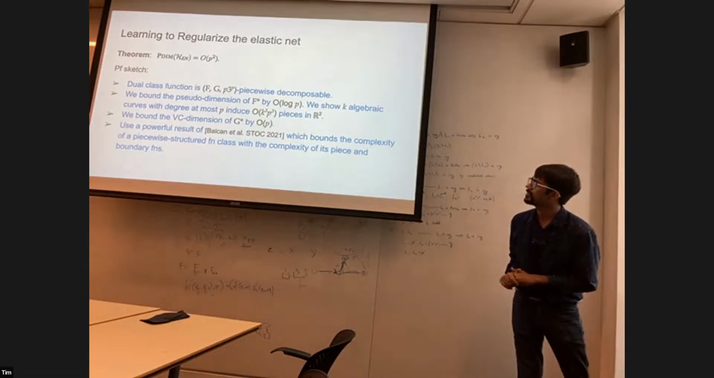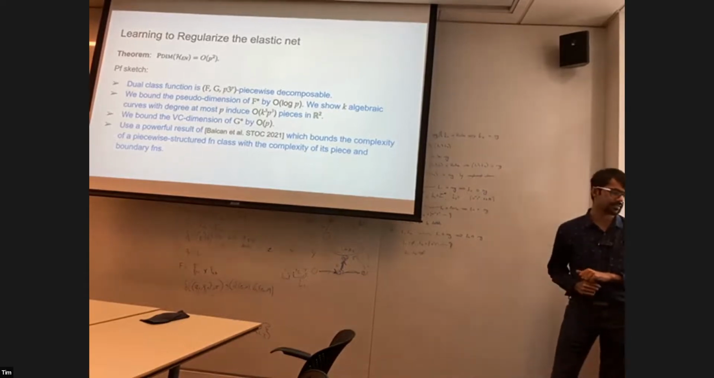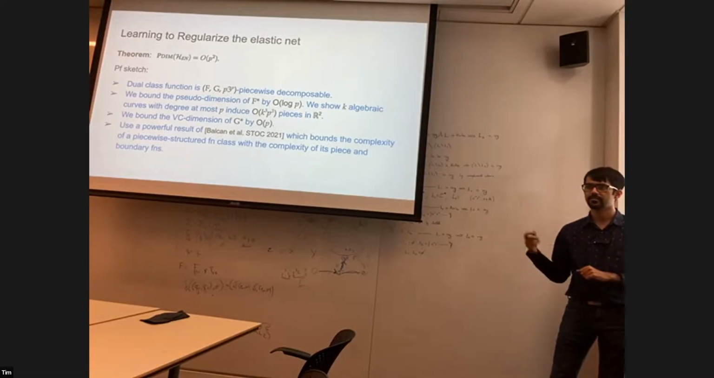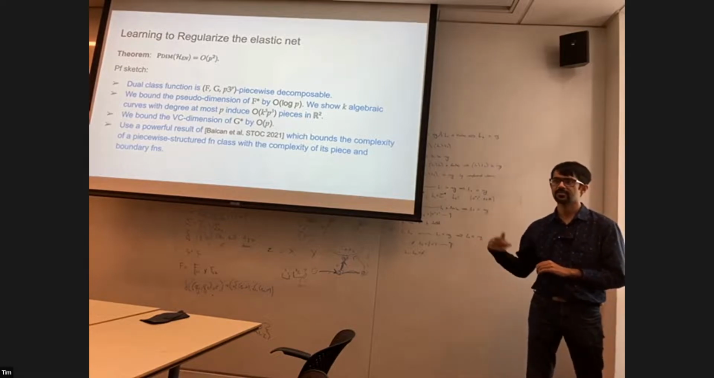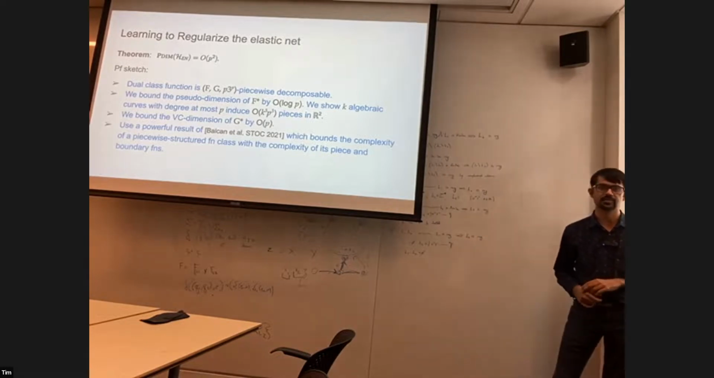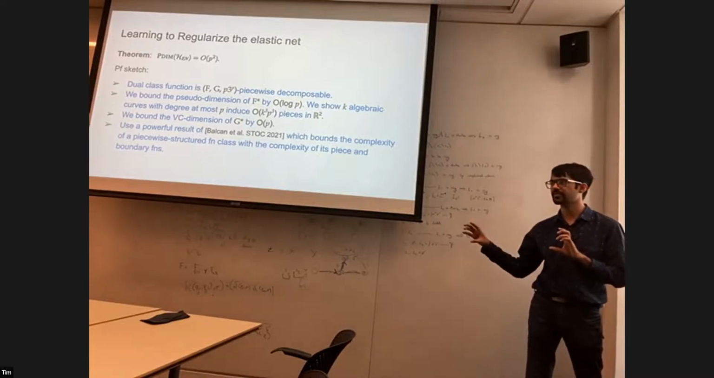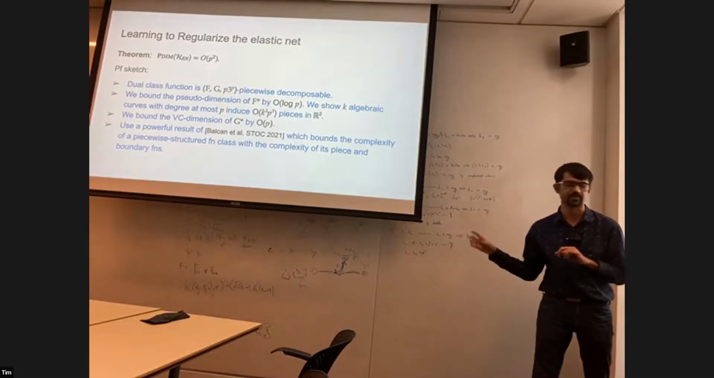We also bound the VC dimension for G star by O(p). Again, this is relatively straightforward. It follows from standard arguments that you must have seen for linear threshold functions. We extend them to polynomial threshold functions. It's not too hard. And finally, we combine these results using a powerful result which bounds the pseudo dimension of the piecewise structured function class using the complexity of these piece functions and the boundary functions.